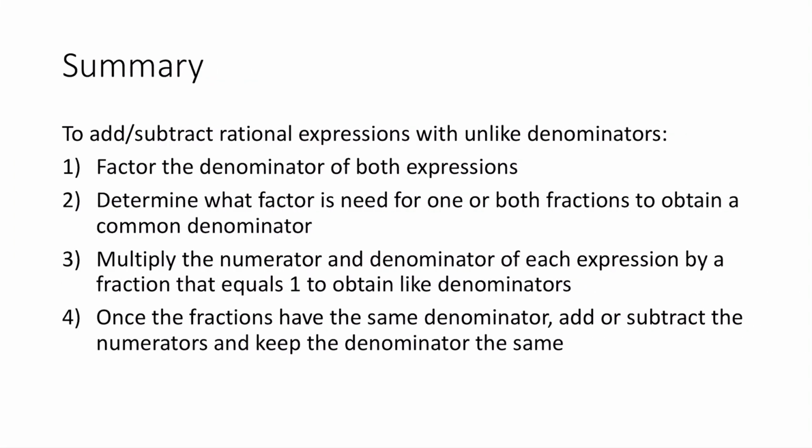So remember, to add or subtract rational expressions with unlike denominators, you're going to factor the denominator of both expressions. Then determine what factor is needed for one or both fractions to obtain a common denominator. Multiply the numerator and denominator of each expression by a fraction that equals 1 to obtain like denominators. Once the fractions have the same denominator, go ahead and add or subtract the numerators and keep the denominator the same.